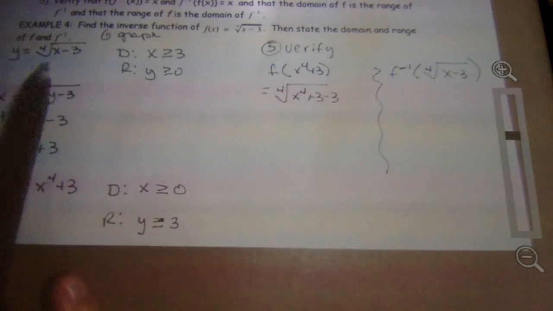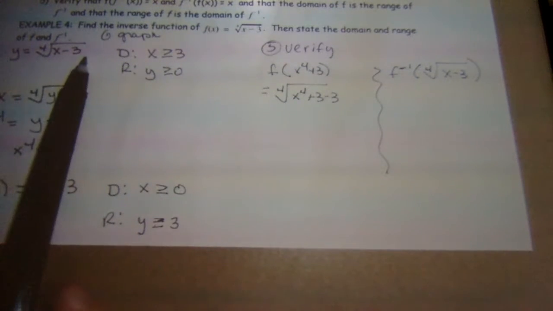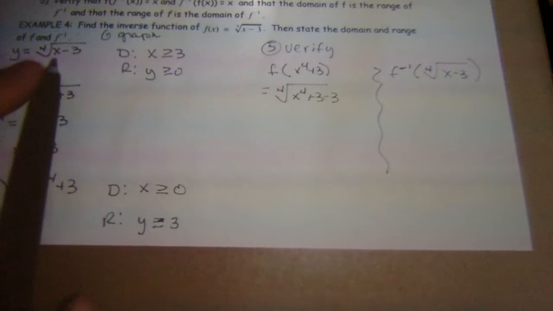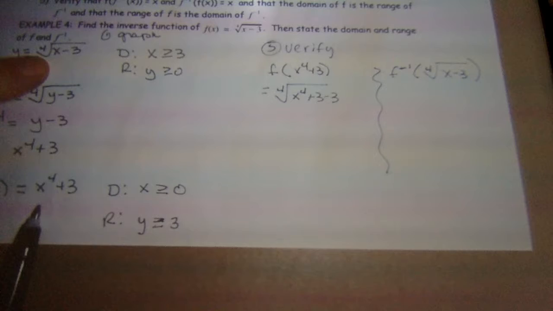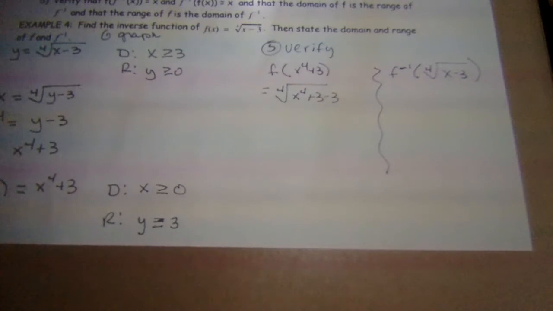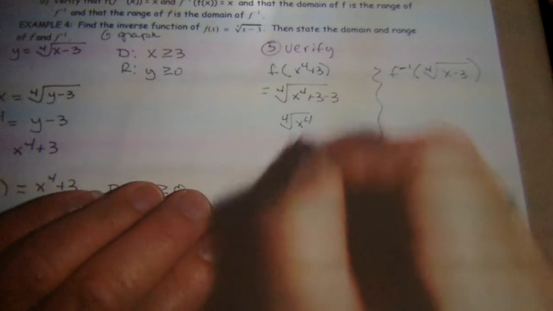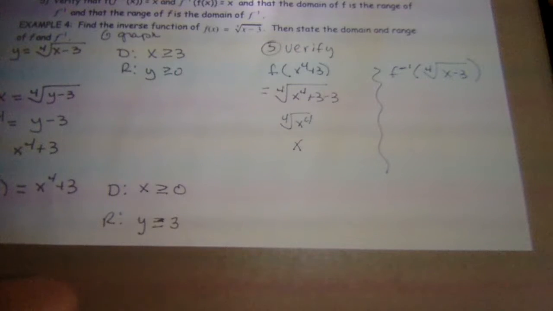My original function was x minus 3. So when I replace the x with x to the fourth plus 3, I still have that minus 3 out there. Okay? So the fourth root of x to the fourth is x. You finish this to verify it.